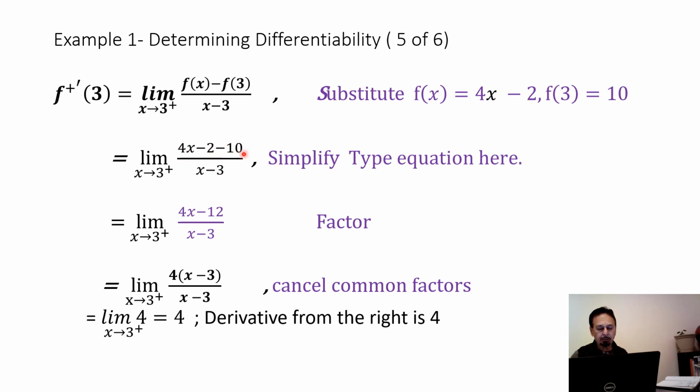Now minus 2 and minus 10 make it minus 12, so we have limit as x approaches 3 from the right of (4x minus 12) over (x minus 3). Looks like we can factor 4 out, and we get limit as x approaches 3 from the right of 4 times (x minus 3) over (x minus 3). Now x minus 3 cancels out, so we have the limit of 4 as x approaches 3. Since 4 is constant, the limit of a constant is the constant, so the derivative from the right is 4.